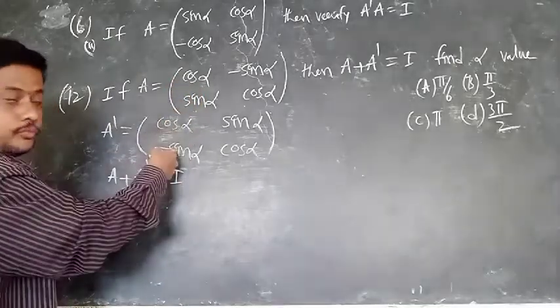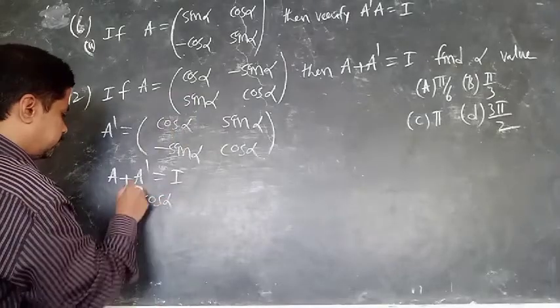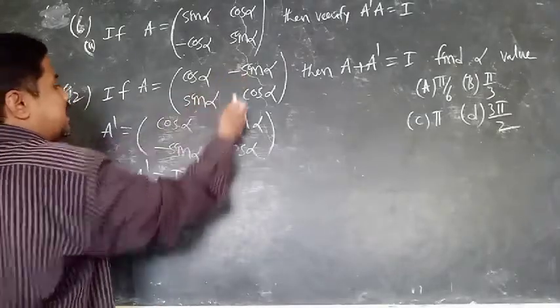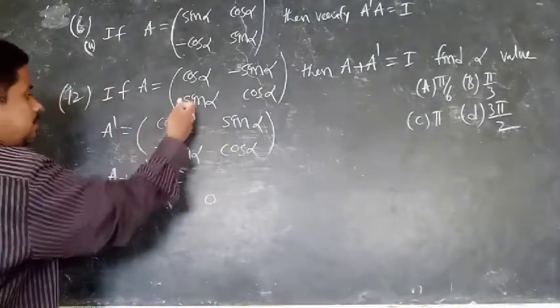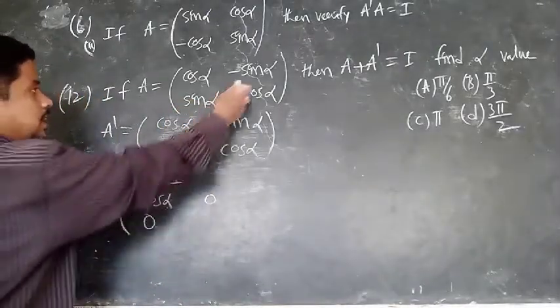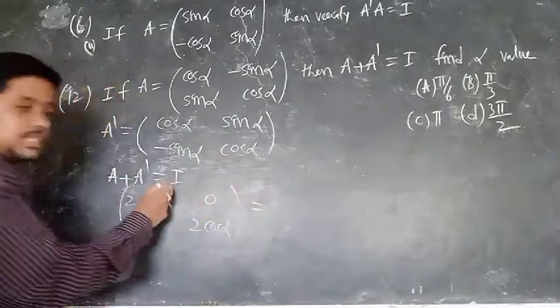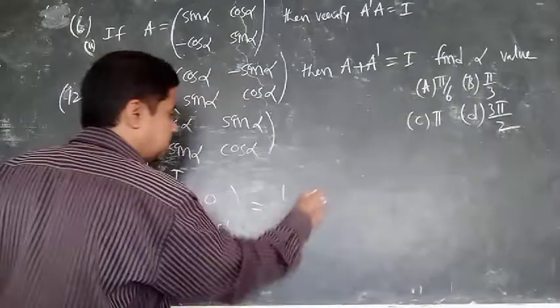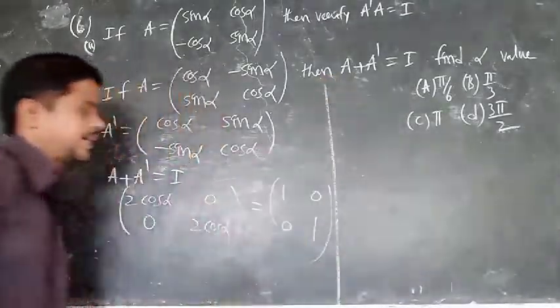Add both. Cos alpha plus cos alpha is 2 cos alpha. Minus sin alpha plus sin alpha cancel, 0. Sin alpha minus sin alpha is 0. Cos alpha plus cos alpha, 2 cos alpha, is equal to what? The identity matrix, 1 0 0. Okay? So that is the first step.